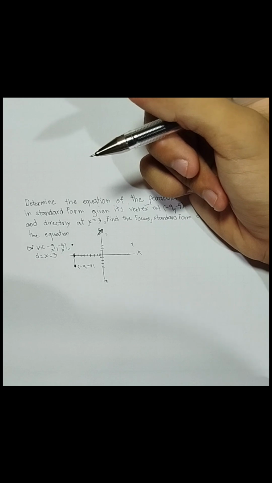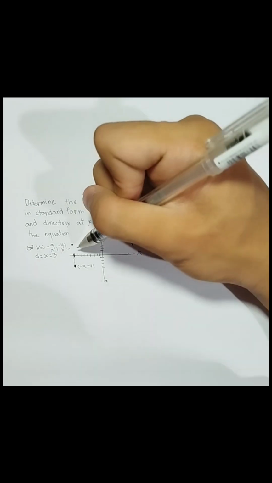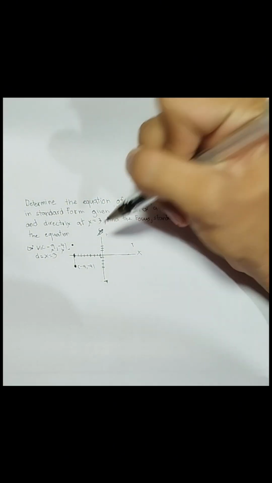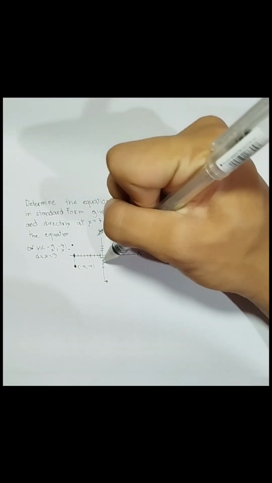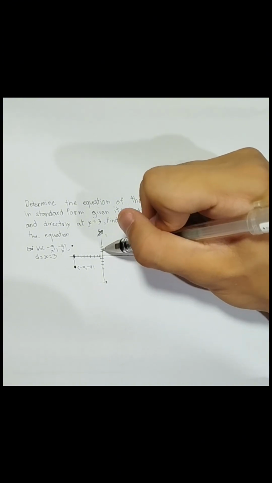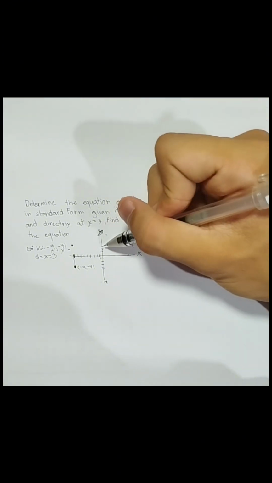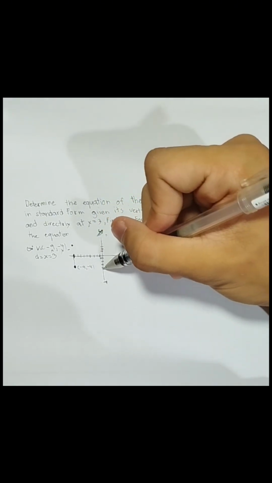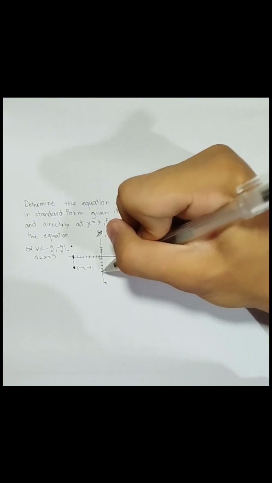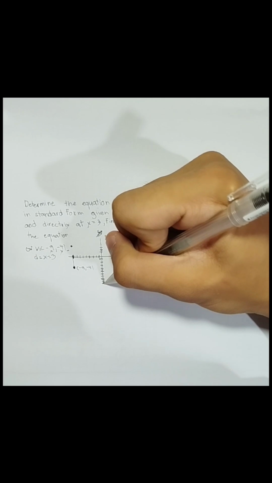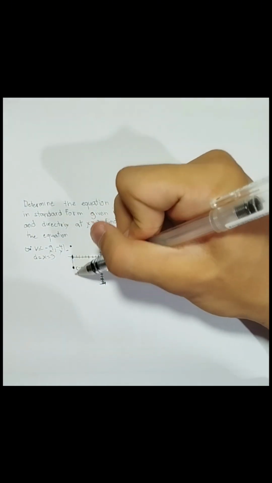Now, since the distance between directrix to vertex and vertex to focus is the same, we can just find the distance between our vertex to directrix to find our focus. If we count here, 1, 2, 3, 4, 5, 6, 7. So the distance between our focus to vertex is also 7. So meaning we'll just add another 1, 2, 3, 4, 5, 6, and 7. So meaning our focus should be right about here.